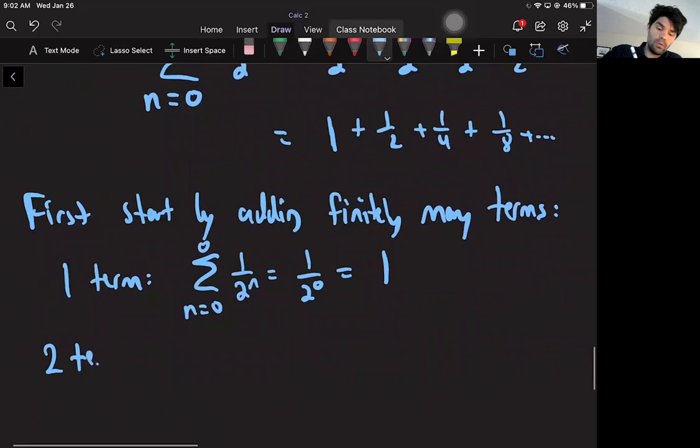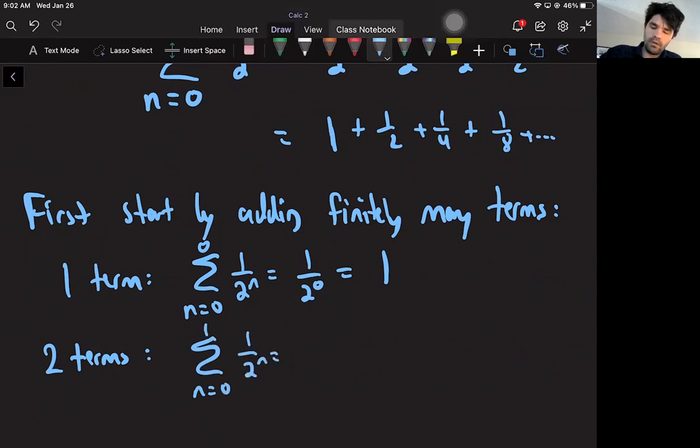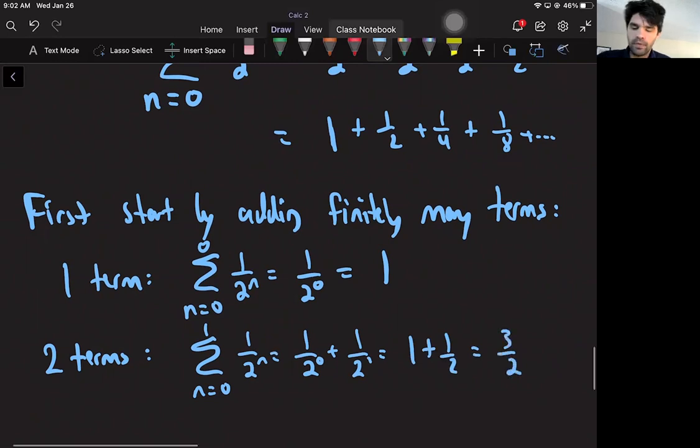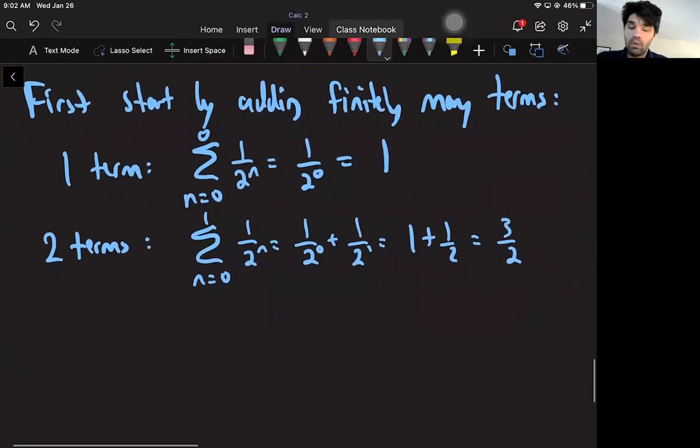Two terms would be from 0 to 1, and so that would be 1 over 2 to the 0 plus 1 over 2 to the 1, which would be 1 plus a half, which I'm going to simplify as 3/2. So we're going to do this a couple times because we want to see a pattern.